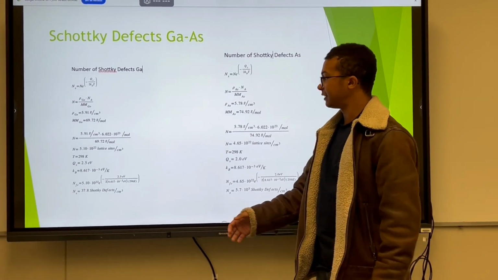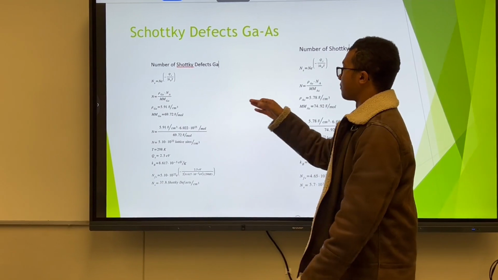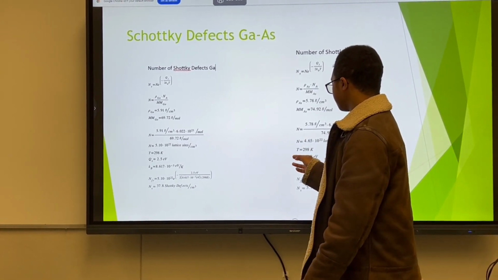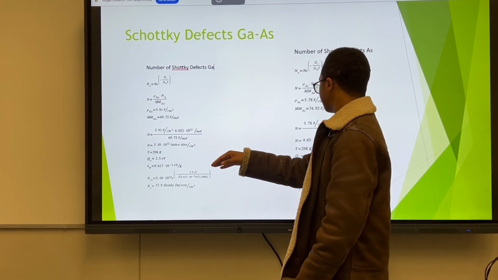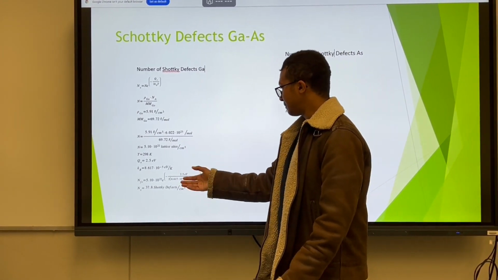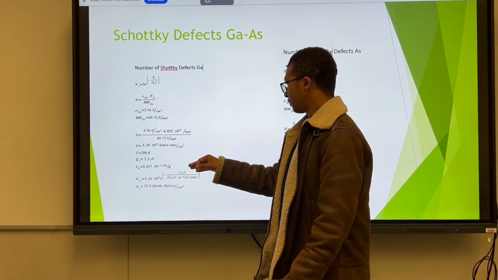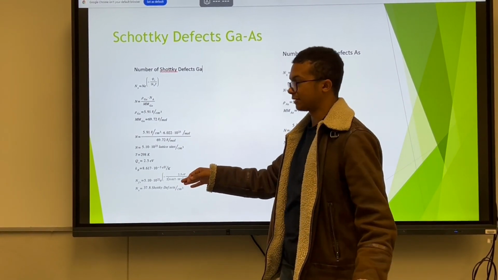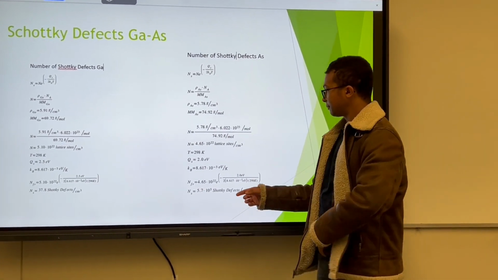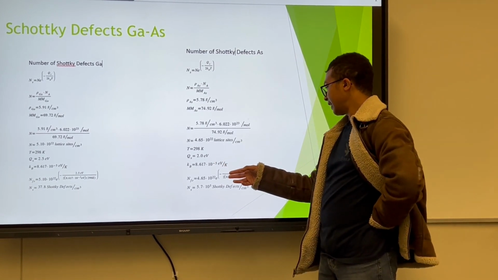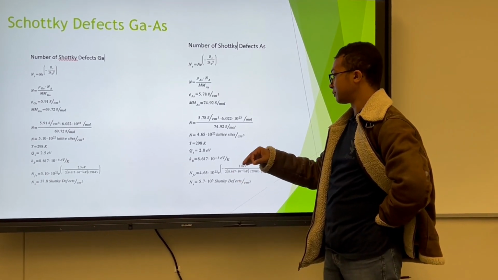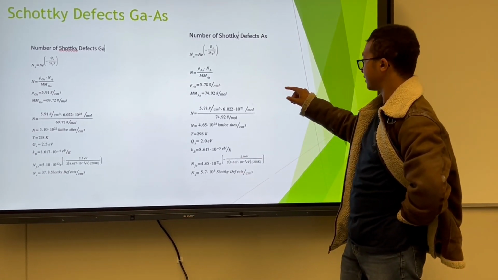Now moving on to Schottky defects, same process once again, but you have to find the activation energies. The activation energy for gallium was 2.5 eV, and there's not many defects also. We only got 37.8 Schottky defects per centimeter cubed on gallium. The activation energy for arsenic was 2 eV, and this one had a lot more with 5.7 times 10 to the positive fifth Schottky defects per centimeter cubed.